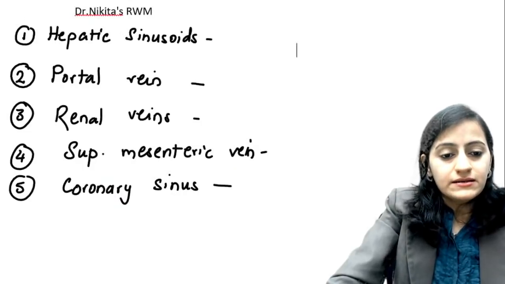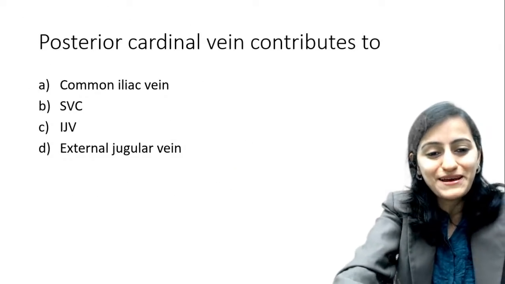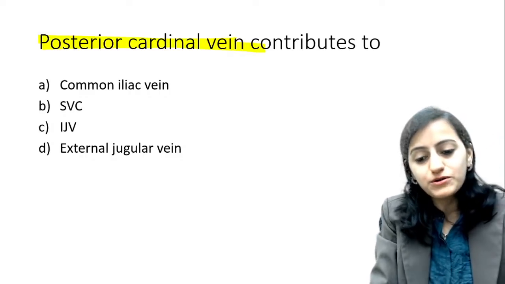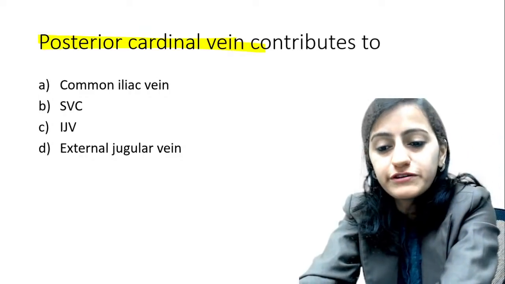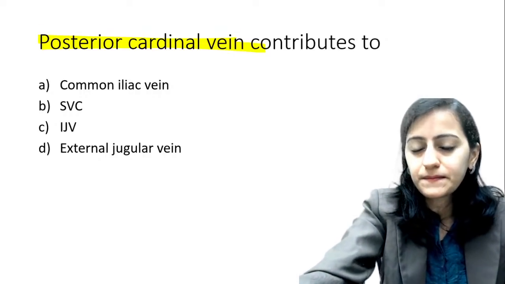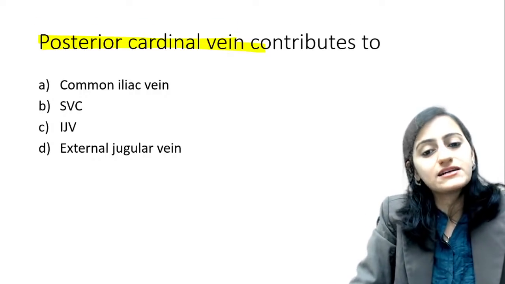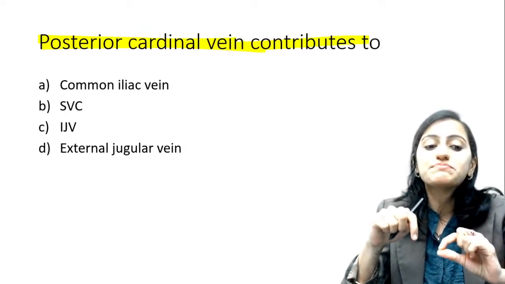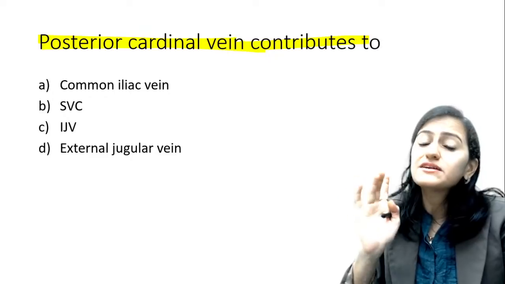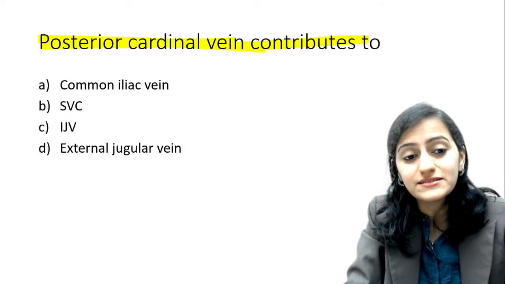Okay. Now let us quickly see some MCQs. Posterior cardinal vein contributes to the development of which of the following? What do you think would be the answer to this? Posterior cardinal vein. Posterior, remember, is below, right? Posterior is below. So you automatically rule out the three options even if you don't know the answer.